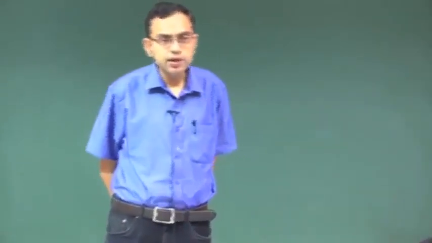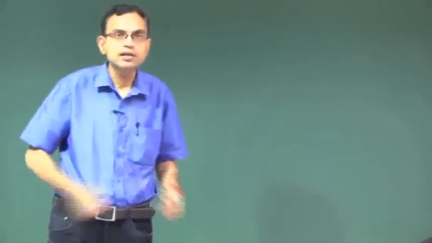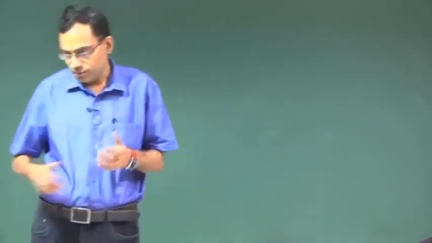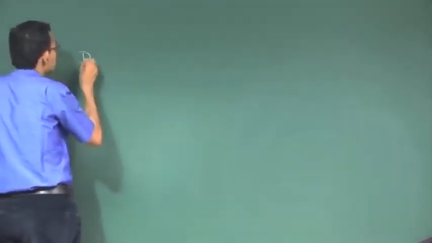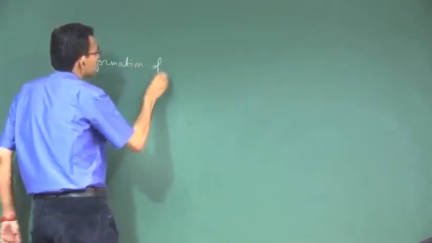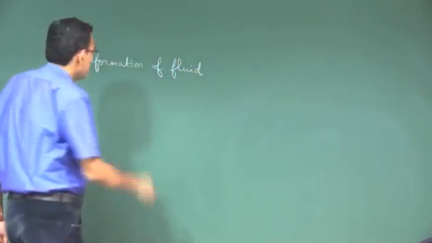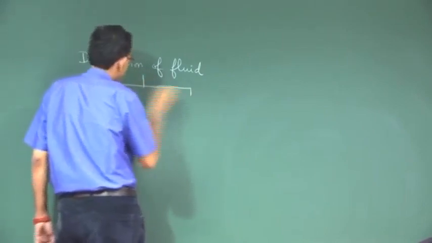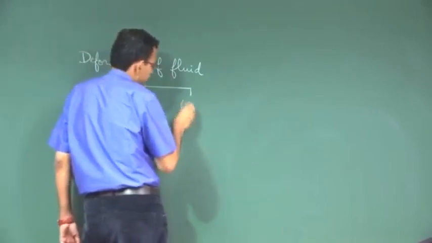Continue with the kinematics of flow, and so far we have discussed the velocity and acceleration. Today we will discuss the deformation of fluid. So, when we talk about deformation, we essentially talk of two types of deformation. One is angular, another is linear.